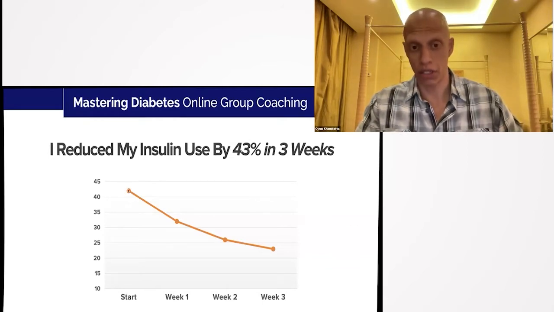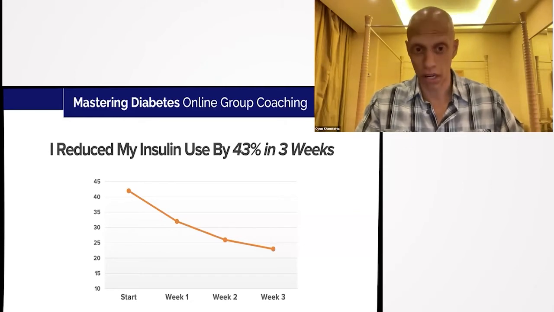My insulin use went from about 42 units per day. And then by the end of week 1, I was down to 32. By the end of week 2, I was down to 26. By the end of week 3, I was down to 23 units per day. So in a 3-week period, I was able to reduce my insulin use by 43%. That's a big deal. That's a very big deal for somebody living with type 1 diabetes.